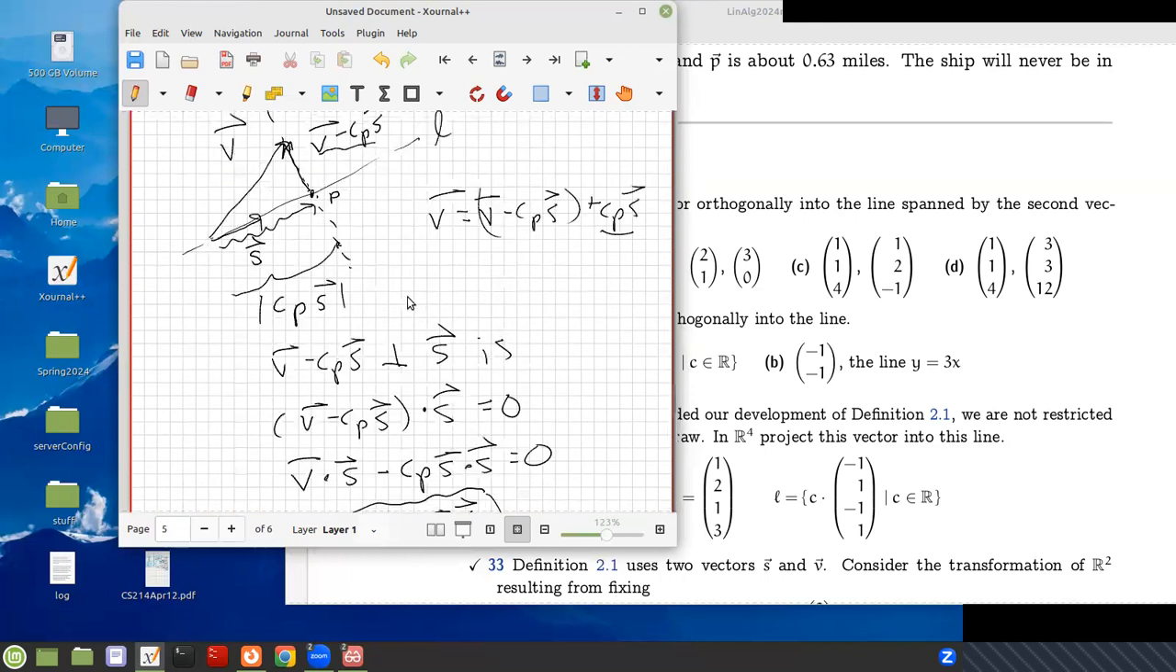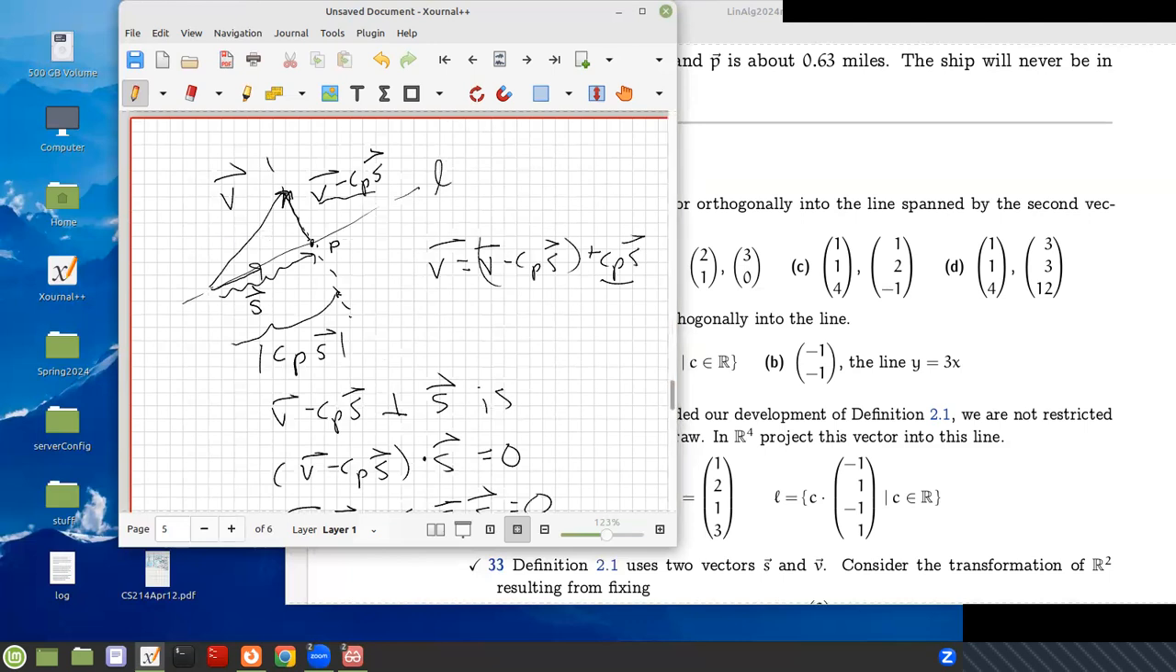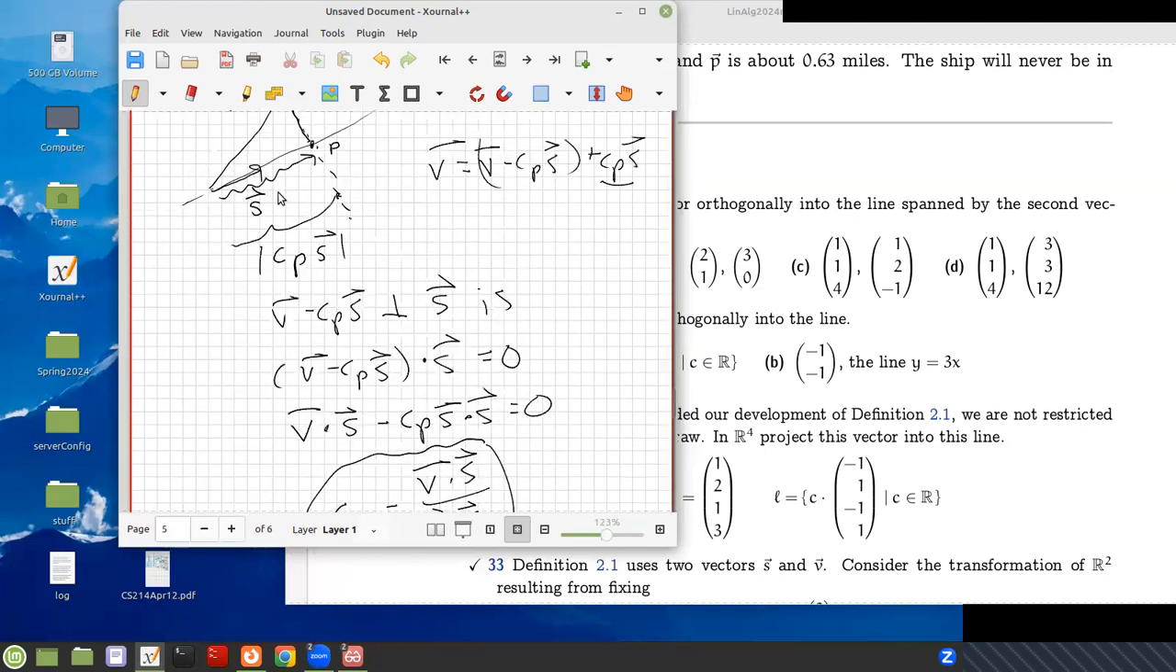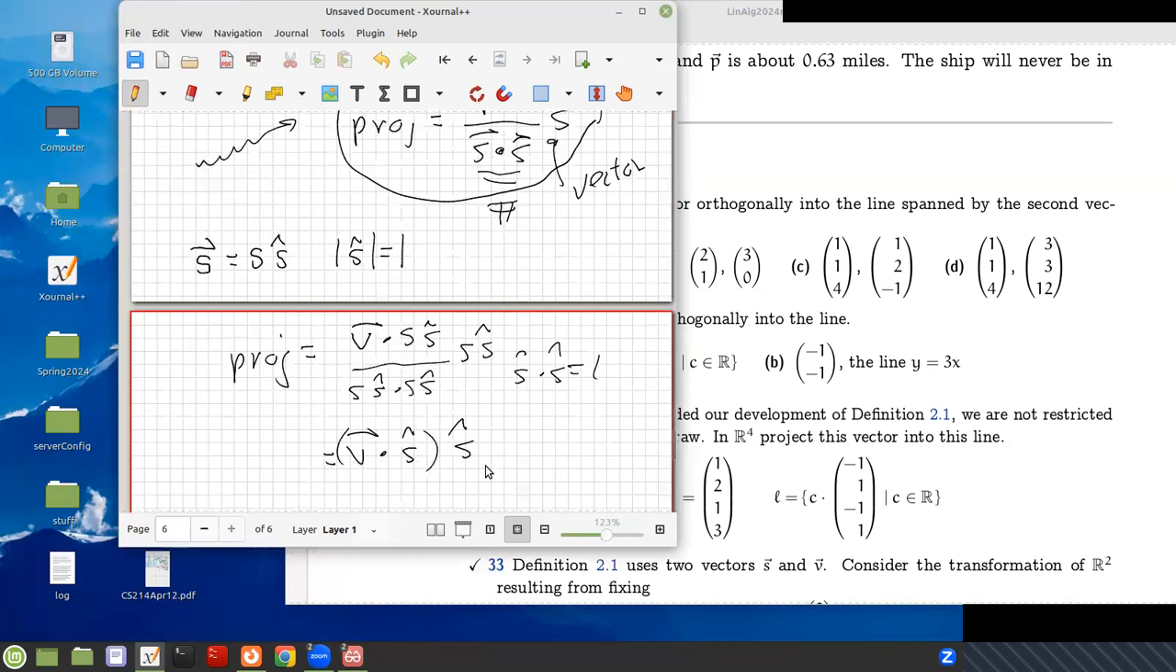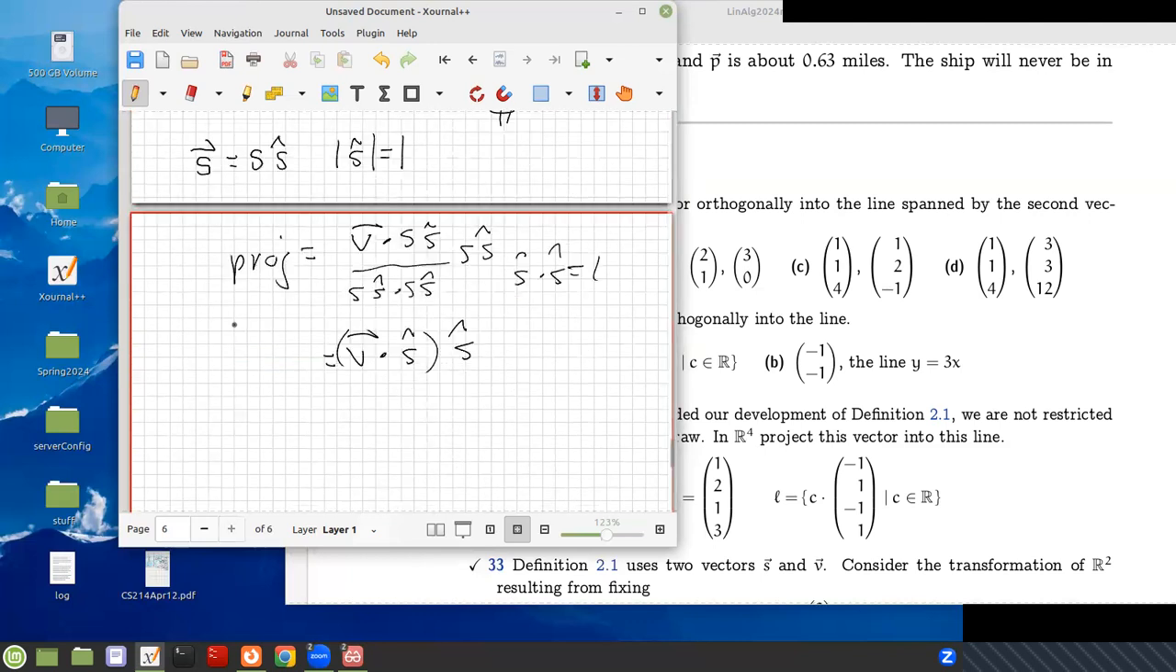So what it means is, up here, the magnitude of the projection of V depends entirely on how much of V is in this direction S. It doesn't matter how long S is; the length of S cancels out, because that's just telling us how long the line is, right? You've seen this before if you've had physics.